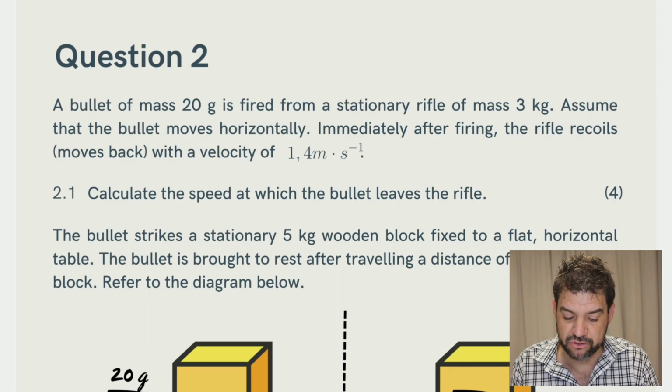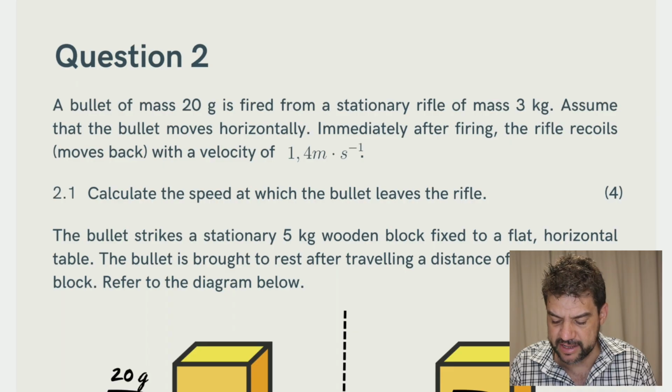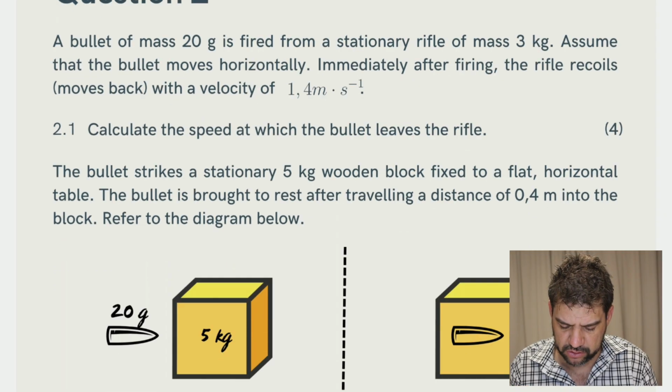A bullet of mass 20 grams is fired from a stationary rifle of mass 3 kilograms. Assume that the bullet moves horizontally. Immediately after firing, the rifle recoils, or moves back, with a velocity of 1,4 meters per second. Calculate the speed with which the bullet leaves the rifle. So let's solve that question.